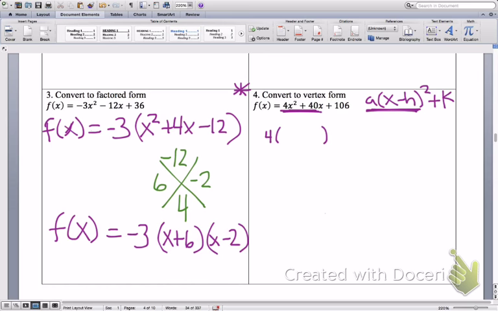And then I'm going to have x squared plus 10x. And I'm going to have my 106 here. I don't worry about factoring this 4 for this one because that's going to be part of my k. All right, now I'm going to go ahead and put the space to complete the square because I need to pick my own c value. That's going to allow me to factor this as a perfect square.